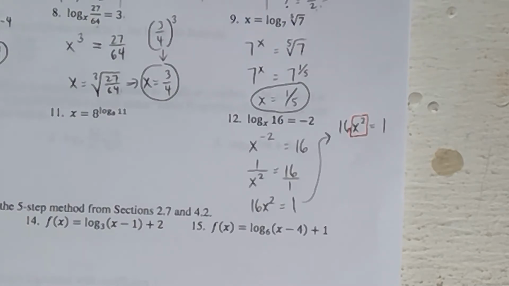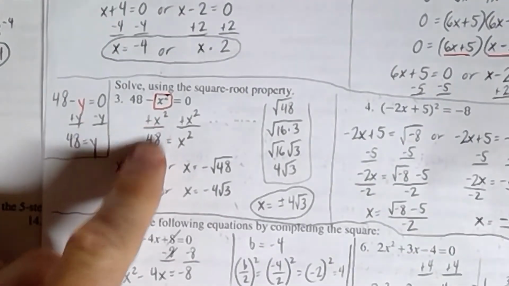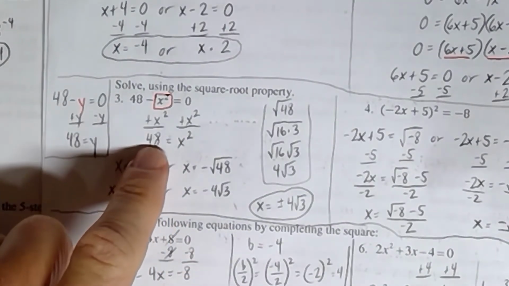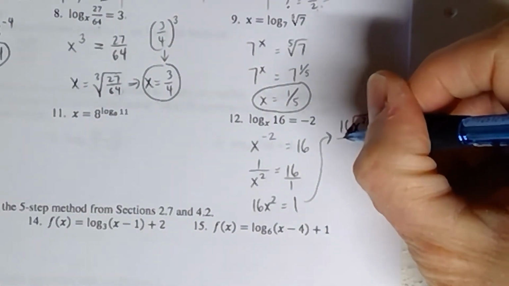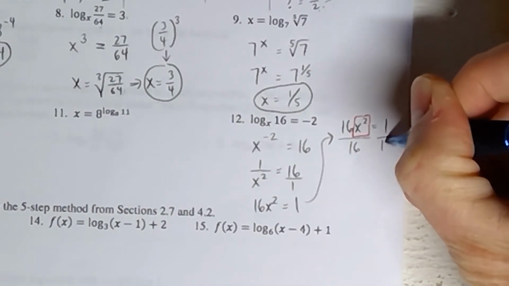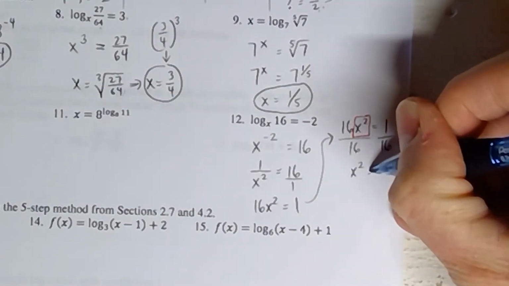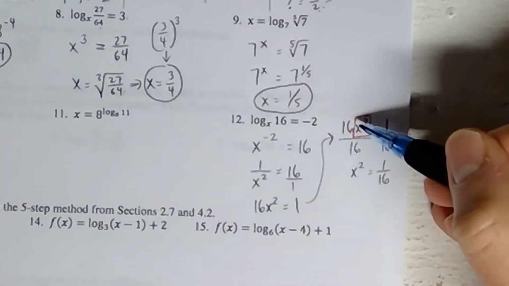I apologize. But while I'm looking at that, remember, when you have a quadratic equation where you can easily get the x squared by itself without having a variable on the other side, then the square root property is what you want to do. Just like I did here. Same thing in this current problem. If I divide out the 16, I would get x squared equal to 1/16, wouldn't I?